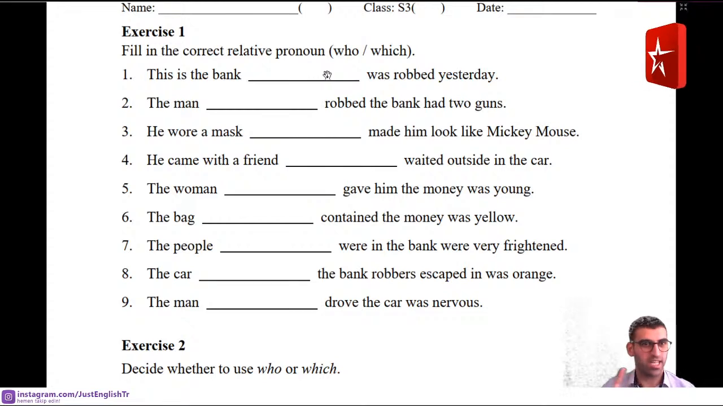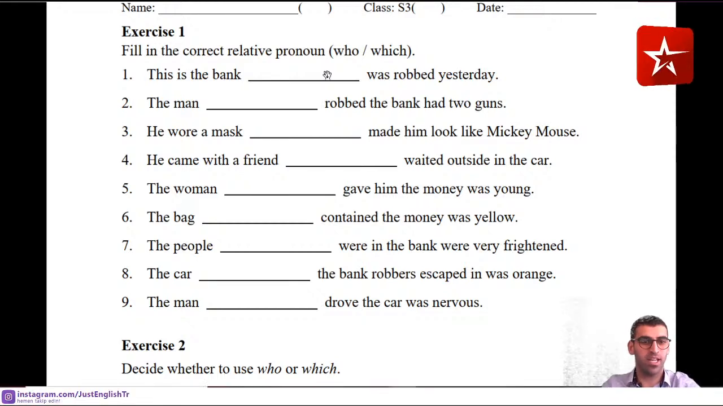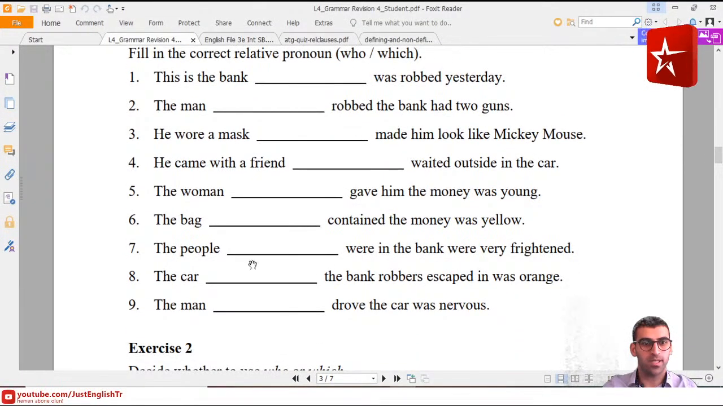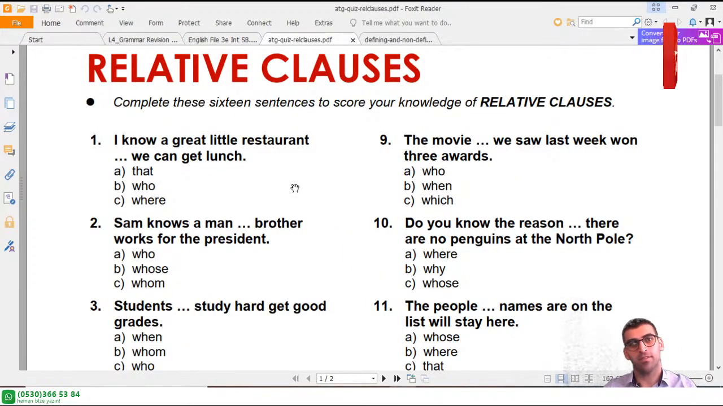Yes, it's time to change the exercise to a more difficult one, and I will check Nejat's capacity. Nejat will be able to answer all the questions correctly or not. Yes, guys, number 9 was a correct answer. The correct answer was who. Okay, which one should I choose? Yes, relative clauses. Complete these 16 sentences. We have 16 sentences to score your knowledge, including Tuko, Kadir, Sıla, Firuze, Gülsafa, Nejat. I will check your knowledge. I will score your knowledge of relative clauses.